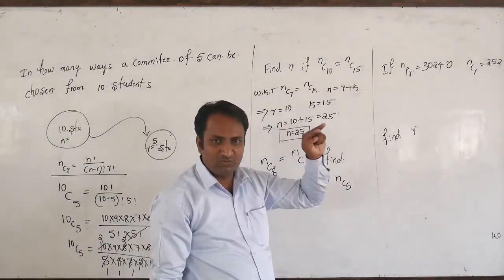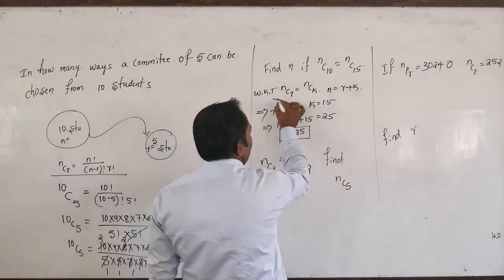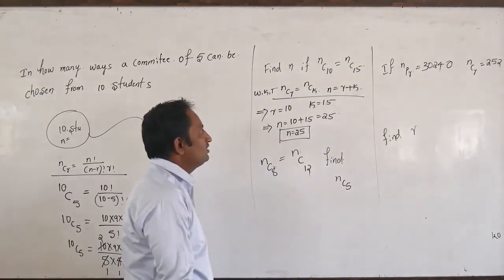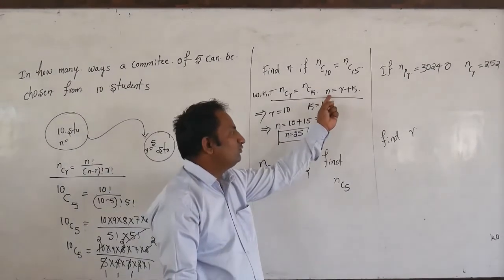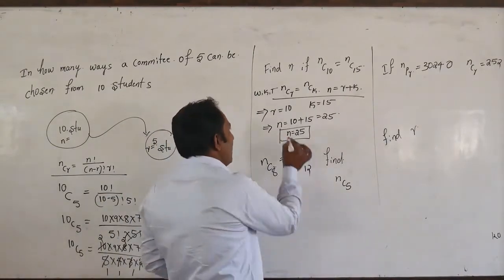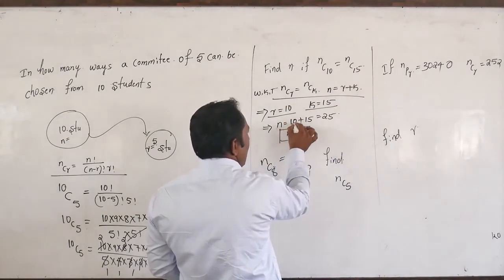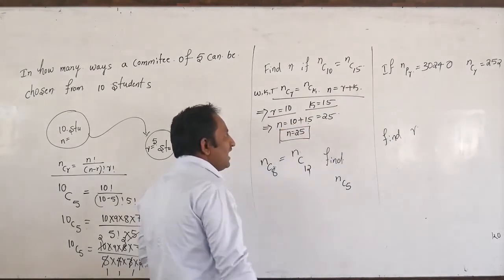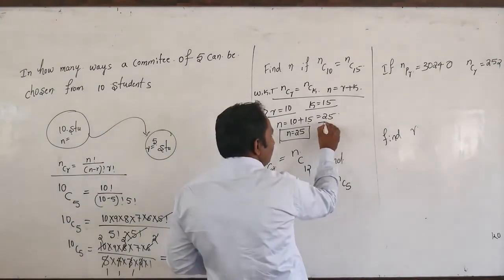Here nC10 is equal to nC15. We know that for nCr equal to nCk, the n value must be equal to r plus k. Here the r value is 10, k value is 15. n is equal to r plus k, so substituting these two values, we get 25.